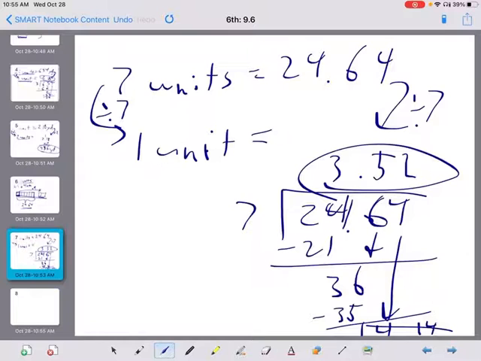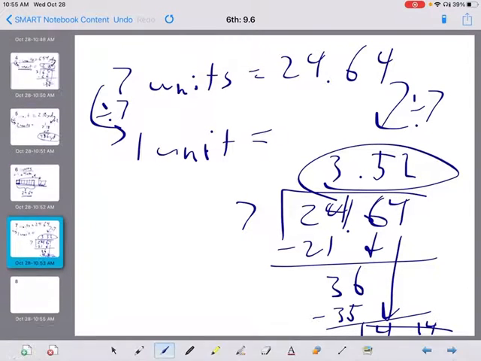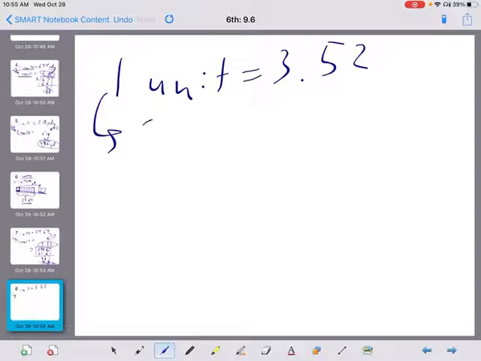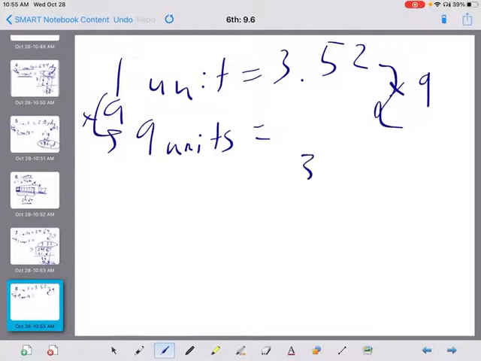So I'm going from 1 unit is 3 and 52 hundredths. 1 unit is 3 and 52 hundredths, and I'm trying to get to how many units? Yes, 9 units. So I have to multiply by 9 on both sides. 3 and 52 hundredths times 9.